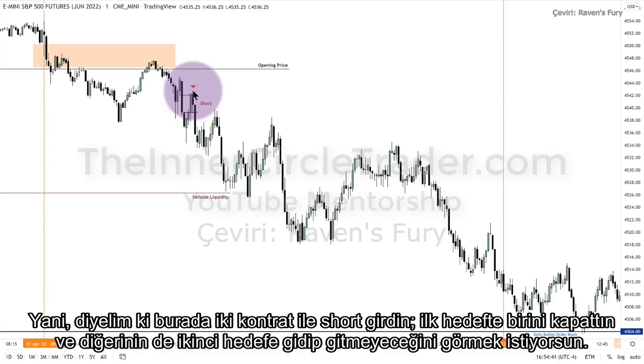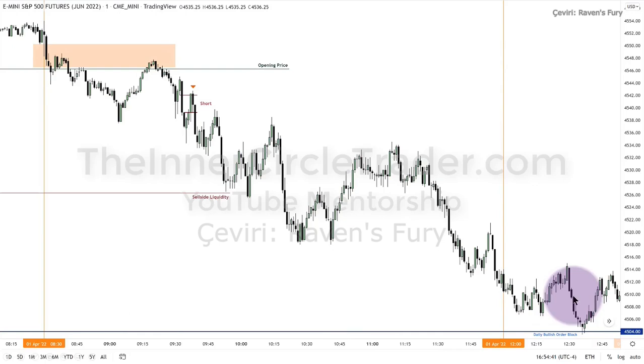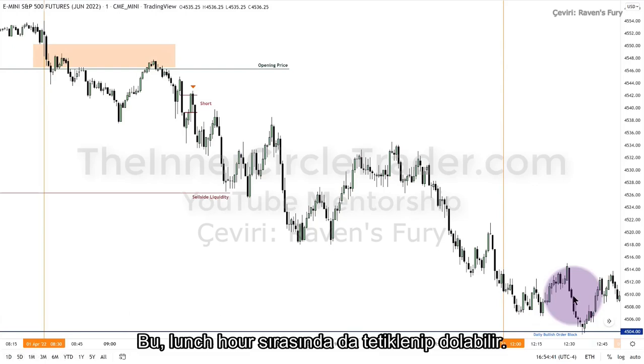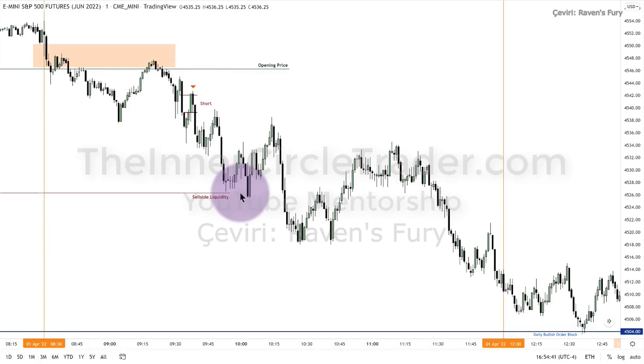I'm sorry, if you did 2 short contracts here, you took one off at your first target, and you want to see if you can get the other objective. If you have a limit order at the order block level, plus a couple points, it could fill during the lunch hour. You don't need to be babysitting it and being in front of it then, because you've already funded your position and trade by taking one off here and moving your stop to break even, and just see what it can yield in terms of the daily range.